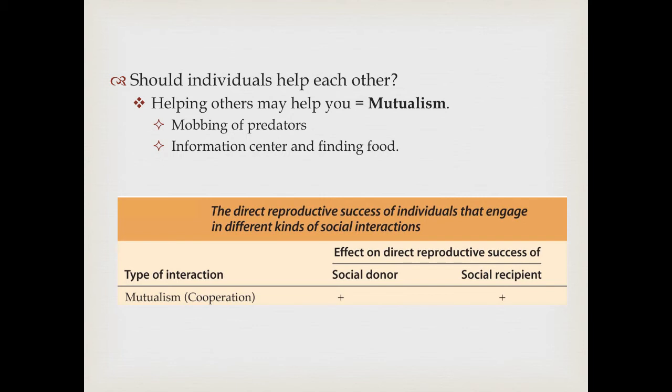We talked about the information center hypothesis and how that leads to more accurate finding of food. And one day you might be the leader and another day you're the follower. So the net is that everyone benefits in that situation. So it's a mutualism. But again, the reason the social donor is doing it is not because it helps the other individual. They're doing it because it helps them.